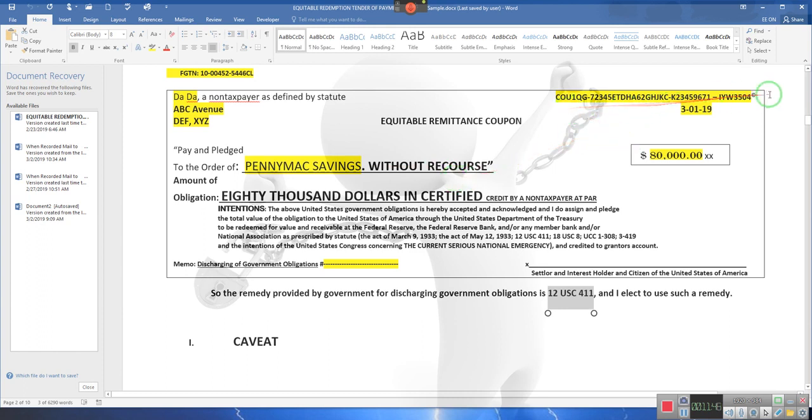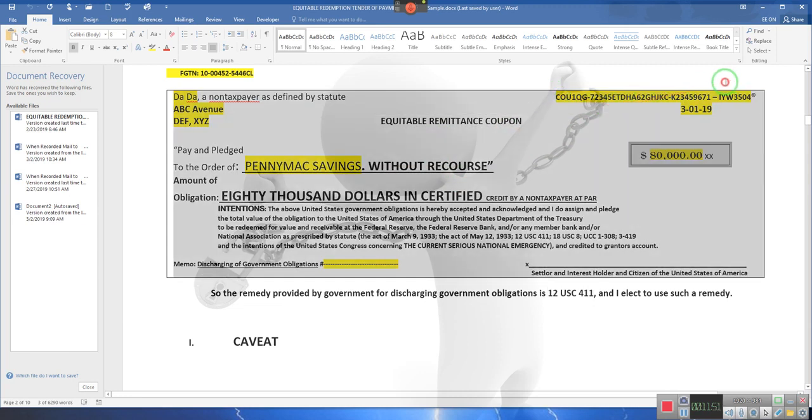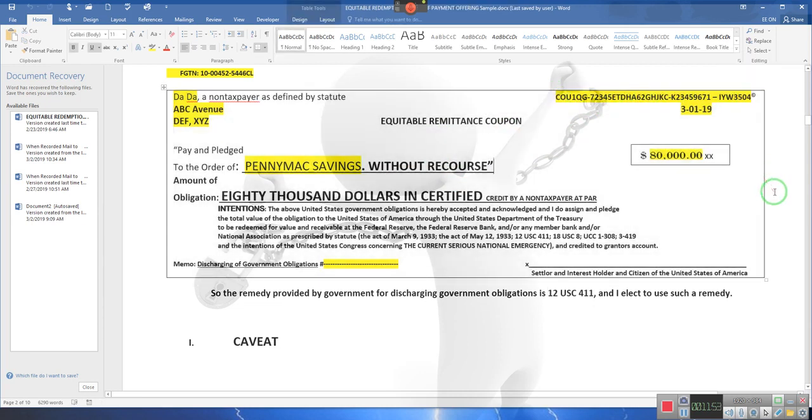We put the contract number here because this item is directly associated with this contract. Okay? All the rest of it is self-explanatory. You put the so-called property or the account number there on the memo line. Okay? So the remedy provided by government for discharging government obligations is 12 U.S.C. 411, and I elect to use such a remedy. Government obligations are to be redeemed through the Treasury Department.